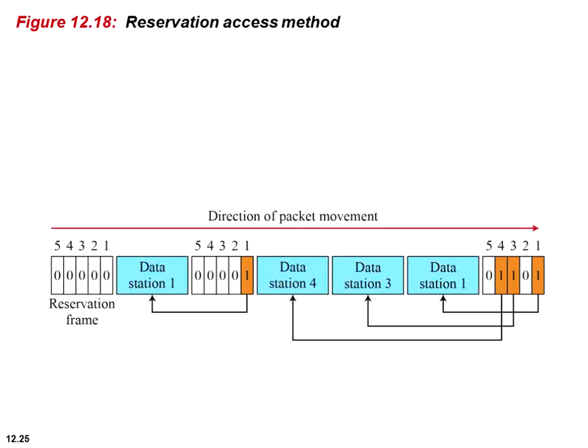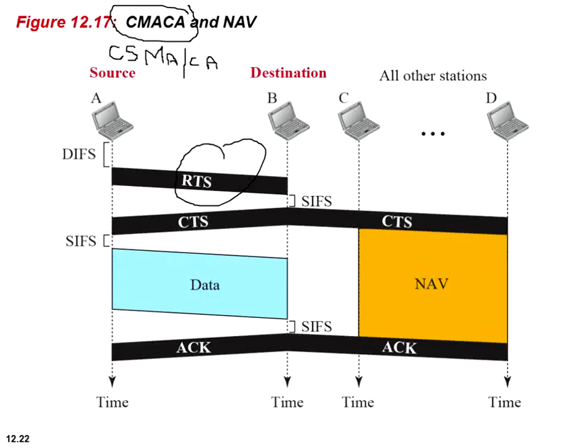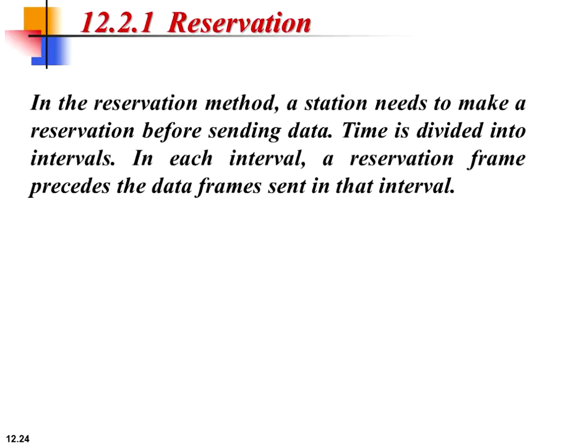So if there are n stations in the system, there are exactly n reservation mini slots in the reservation frame, and each mini slot belongs to a station. So when a station needs to send a data frame, it makes a reservation in its own mini slot. The stations that have made reservations can send their data frames after the reservation frame.